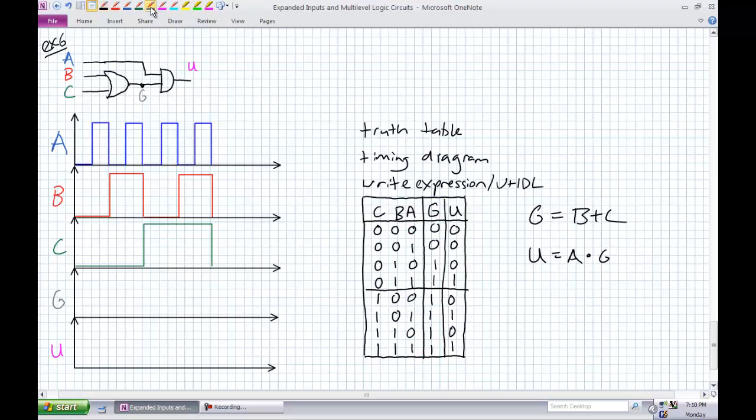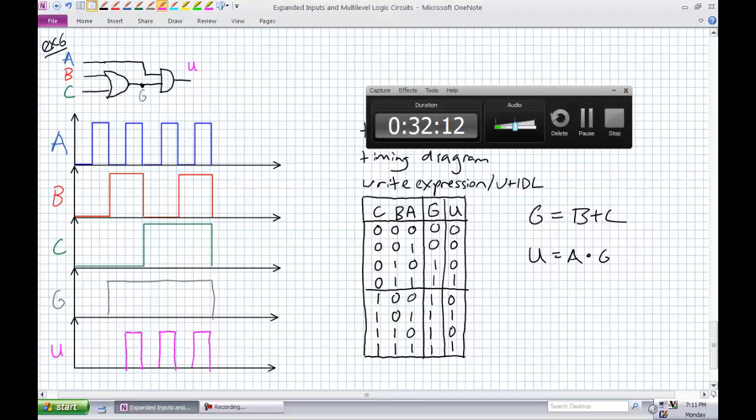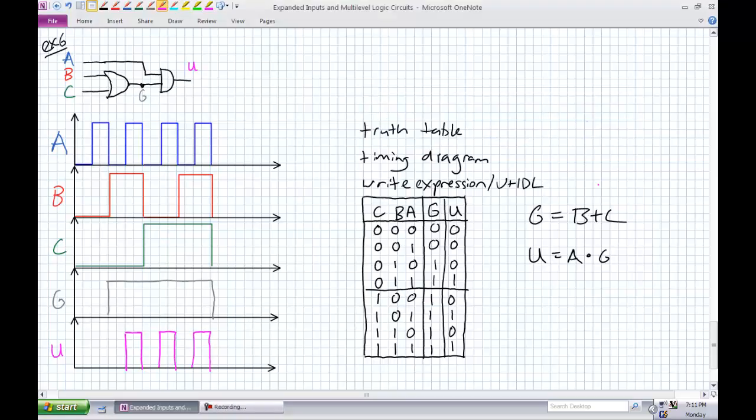What does G look like? G is taking the value of B or C. B's got it. C's got it. B or C has it. Now what is U? It's the AND of A and G. Where do I get times where they're both high? Right here, and right there. What does the expression for this look like? So the written expression is U is equal to G ANDed with A.